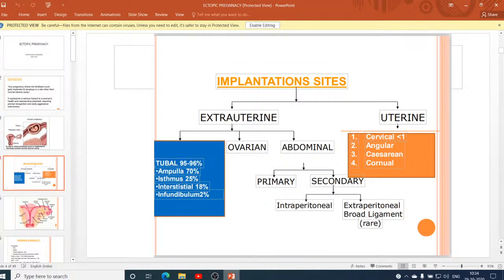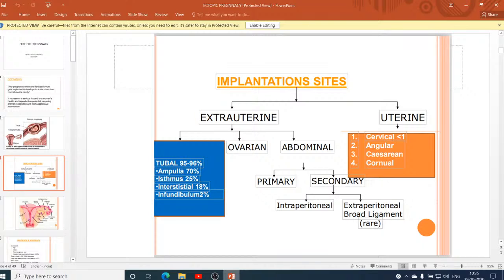So first will be 70%. In that, tubal is the most important, and so many cases will be tubal ectopic pregnancy. After that, ovarian, and after that, abdominal. In abdominal, it will be primary and secondary. Secondary is again divided into intraperitoneal and extraperitoneal. In extraperitoneal, broad ligament will be the rarest. So this is extrauterine.